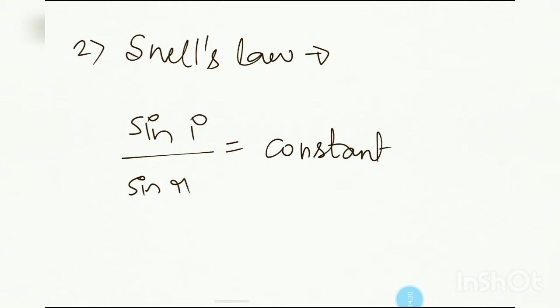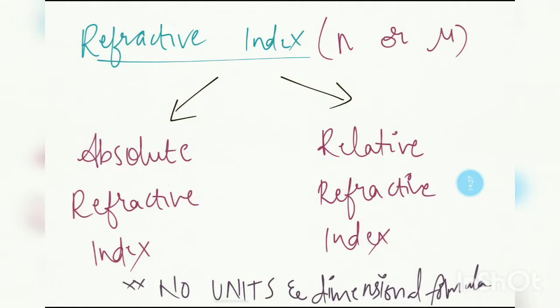Now let's move on to the next topic: refractive index. Refractive index is generally represented by n or mu. I hope you're not new to it. There are two types of refractive index: absolute refractive index and relative refractive index. Remember this point: refractive index has no units and no dimensional formula. Why it is like that, you can understand when I explain absolute and relative refractive index.